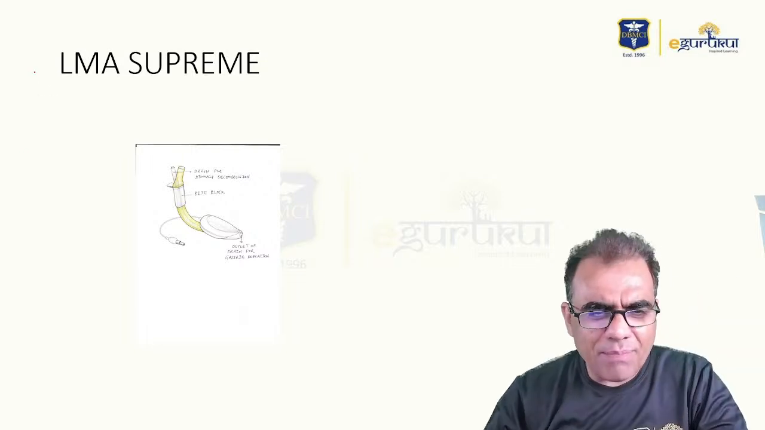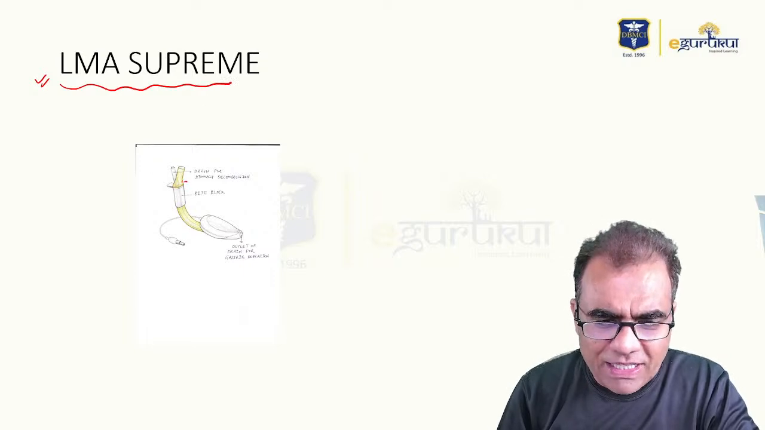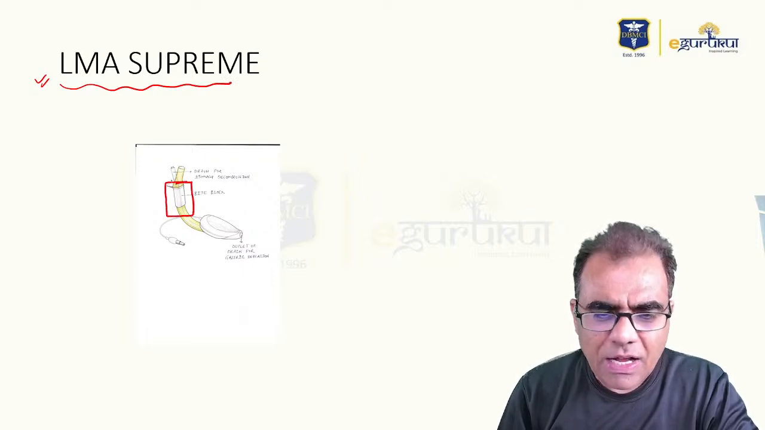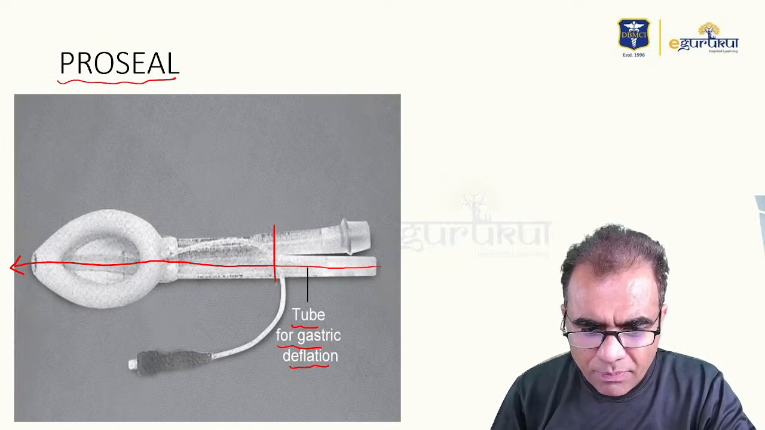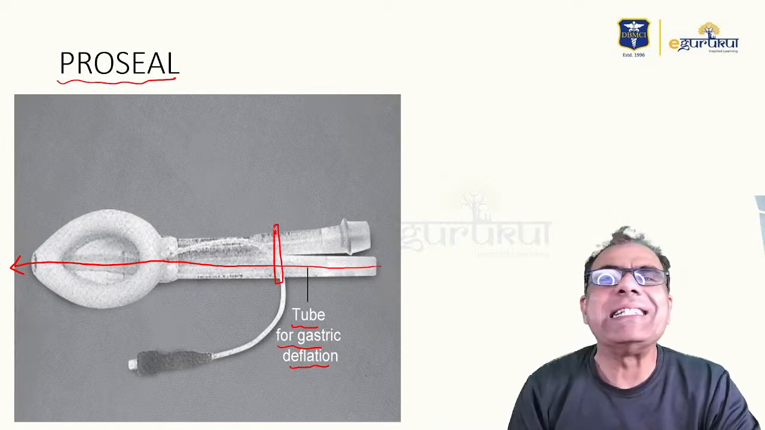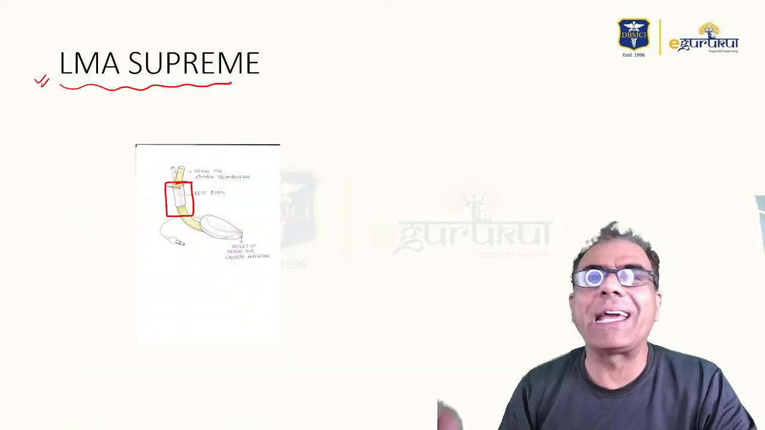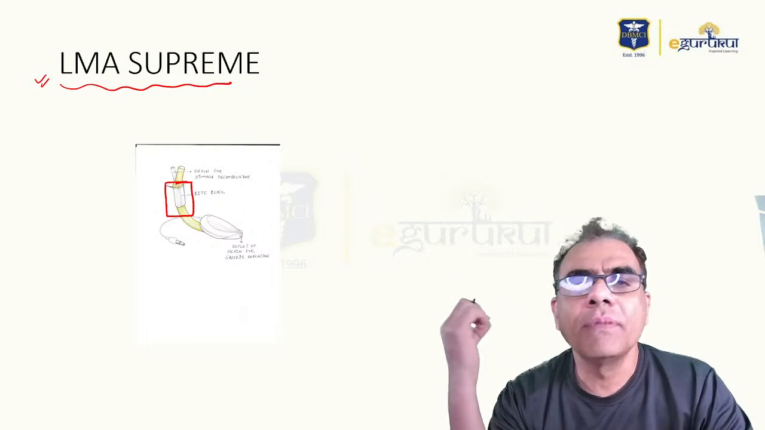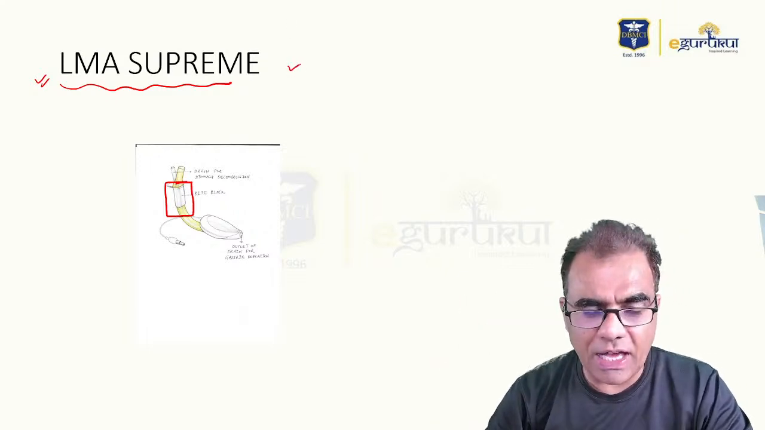Then another kind is the LMA Supreme. The advantage of LMA Supreme is that there is a bite block, you can see. Otherwise, what can happen? The patient can bite this tube and that can cause obstruction. So there is a good bite block, so the patient cannot even bite the tube of the laryngeal mask airway. That is the main characteristic of LMA Supreme.